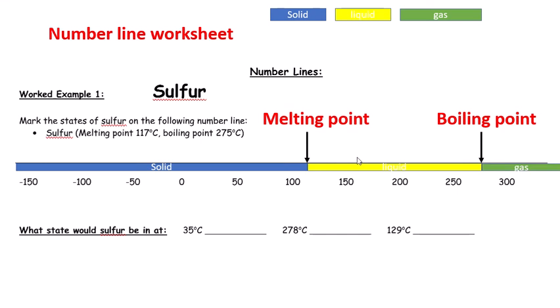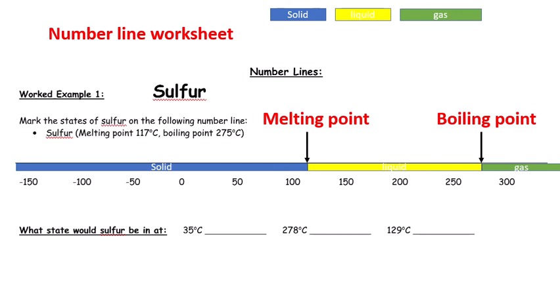So pause the video and then mark your worksheet or your page so that you've got that. Then what we're going to do is take a look at what the state would be. So pause and have your number line coded the way we've shown.